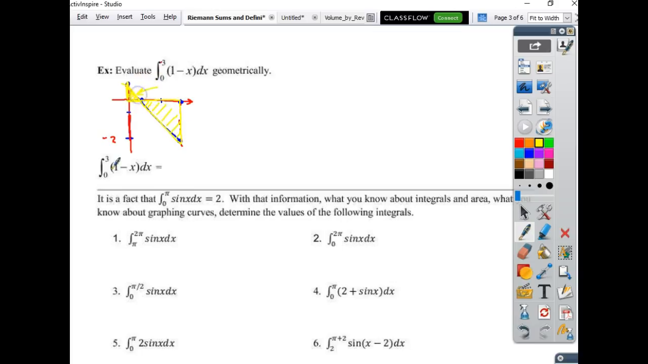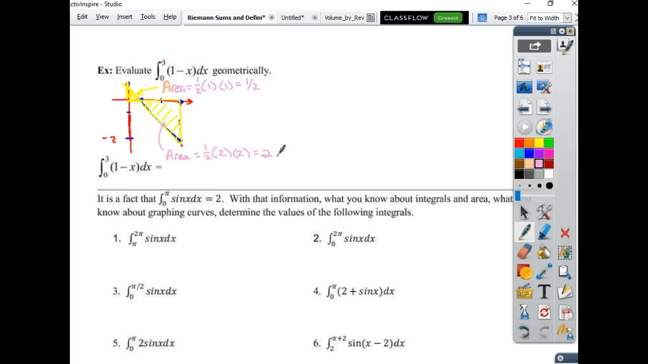So this spot right here is going to have an area. This will have an area that will equal 1/2 its base times its height, its base being 1 and its height being 1, so it has an area of 1/2. This piece has an area of 1/2 its base, which is 2, times its height, which is 2. So we have an area of 2.